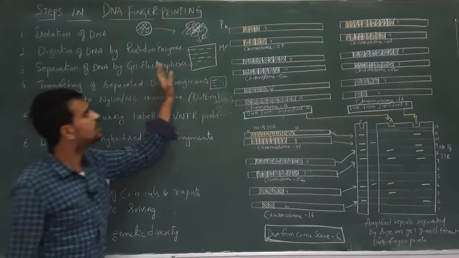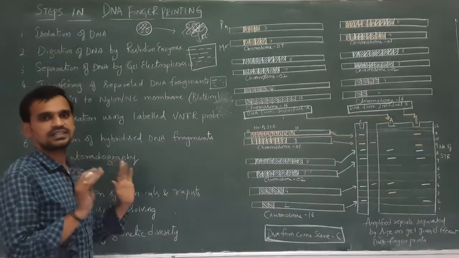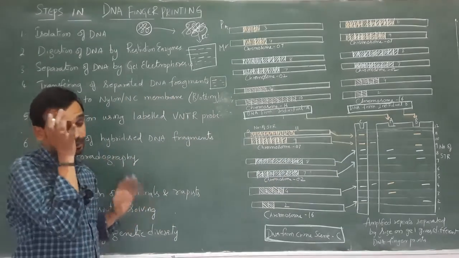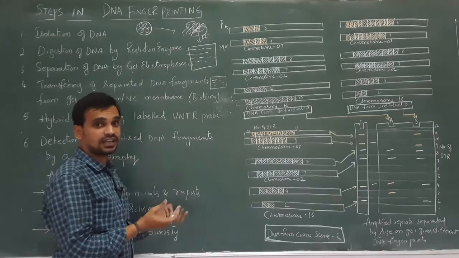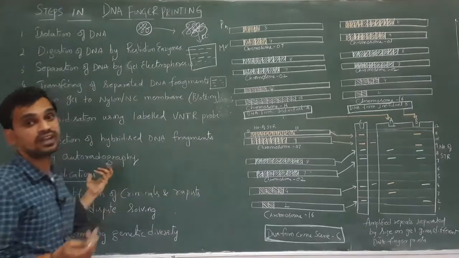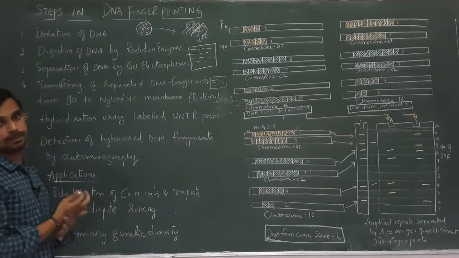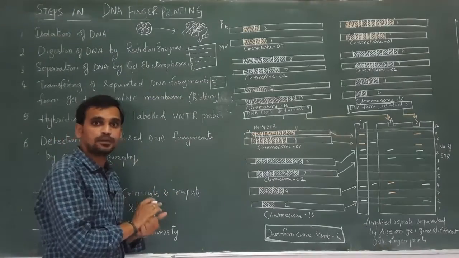Now we are going to see the pictorial representation of DNA fingerprinting. For example, if some crime happened at one particular place, we have to detect the criminal. We can detect the criminal by using DNA fingerprinting. The main application of DNA fingerprinting is forensic application. So you can easily detect criminals by using the DNA fingerprinting technique.